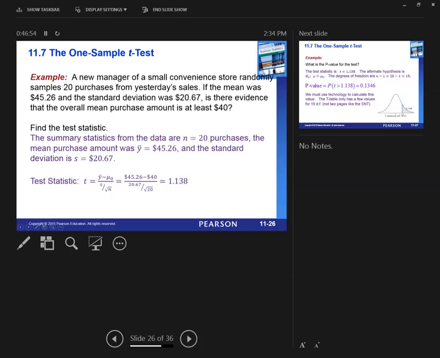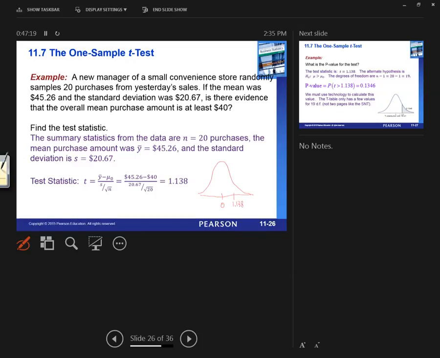So here's our test statistic. It ends up being 1.138. This is not a z-score, so it's not the number of standard deviations away. What it actually is, is the number of standard errors away. If I draw my t distribution, just like the z distribution, I put a 0 here, and I got my 1.138.